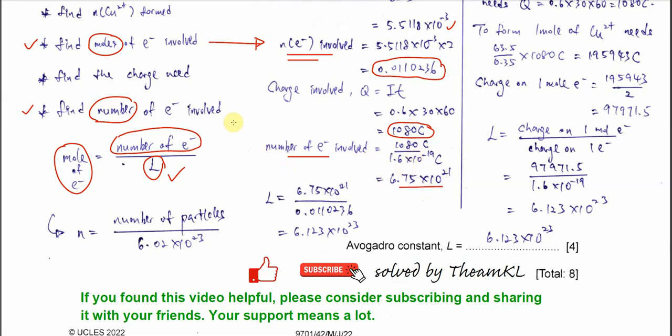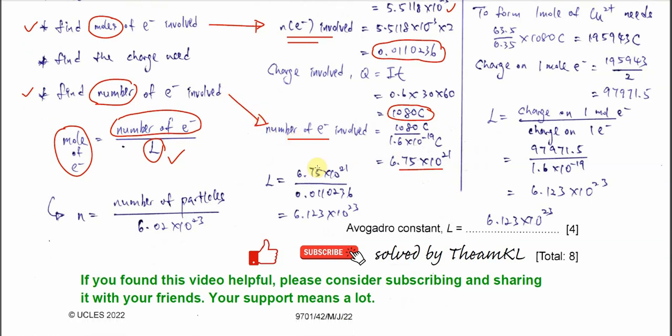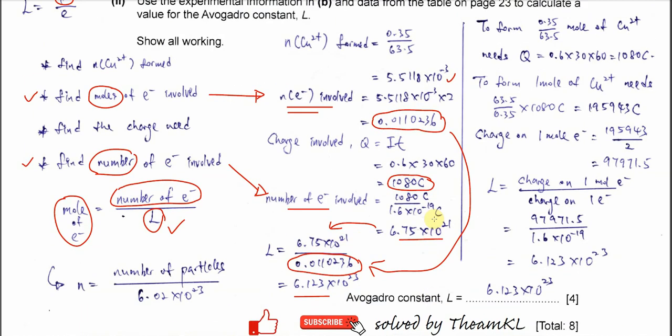So now we get another term. So we can get the L now. We use the number of electrons involved, this one, over the moles of electron. Okay, from here, therefore, we can get the Avogadro constant, which is 6.123 times 10 power of 23. So this is one method.